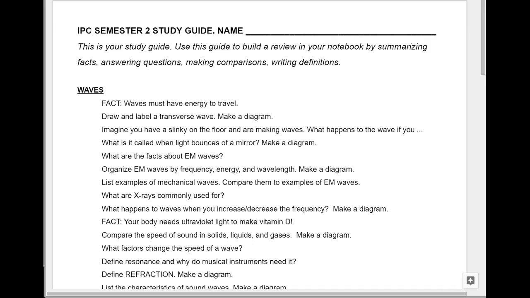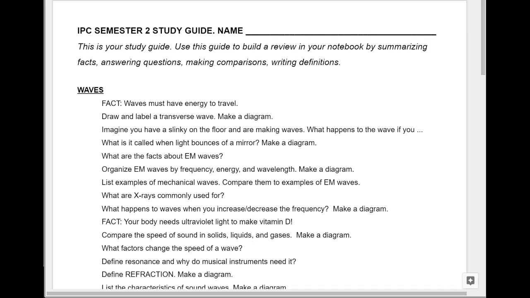You need to be able to draw and label a transverse wave. I saw a lot of people making progress on this. You need to be able to tell me about the crest and the trough, what a wavelength is, the amplitude, and the equilibrium point in the middle.